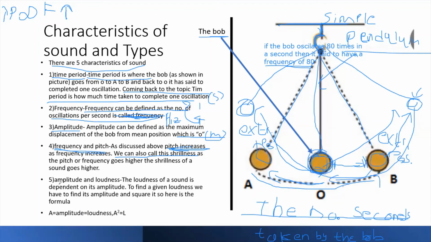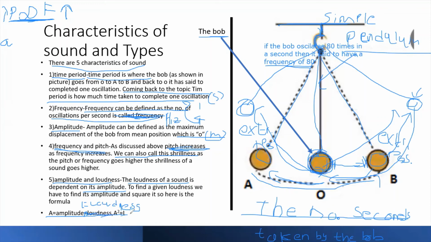Next, let's go to amplitude and loudness. The loudness of a sound is dependent on its amplitude. So same as pitch and frequency, we also have amplitude and loudness. Let me write A. A is the amplitude, and we already wrote this here. L is equal to loudness.